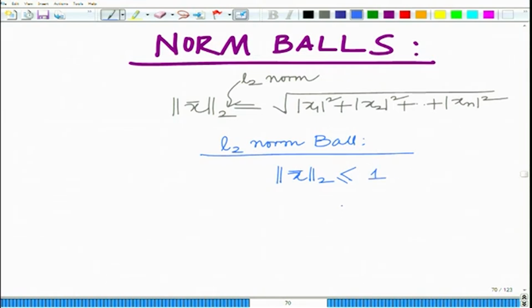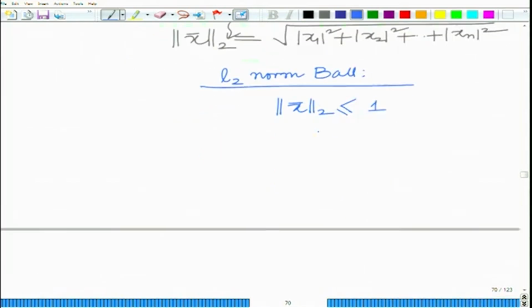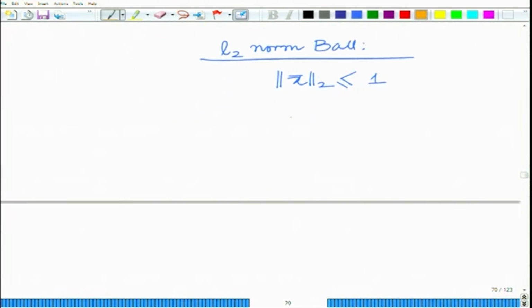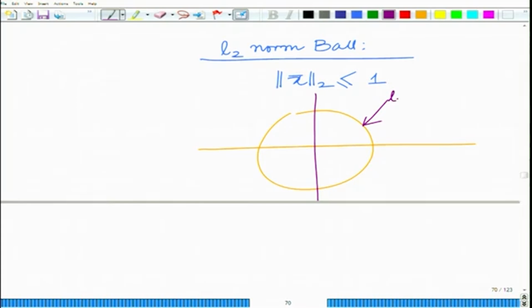Okay, so this is your L2 norm ball, and we have also seen that this L2 norm ball, for instance in 2 dimensions, corresponds to a circle. In n dimensions, it is a sphere. Okay. So, this is your L2 norm ball.